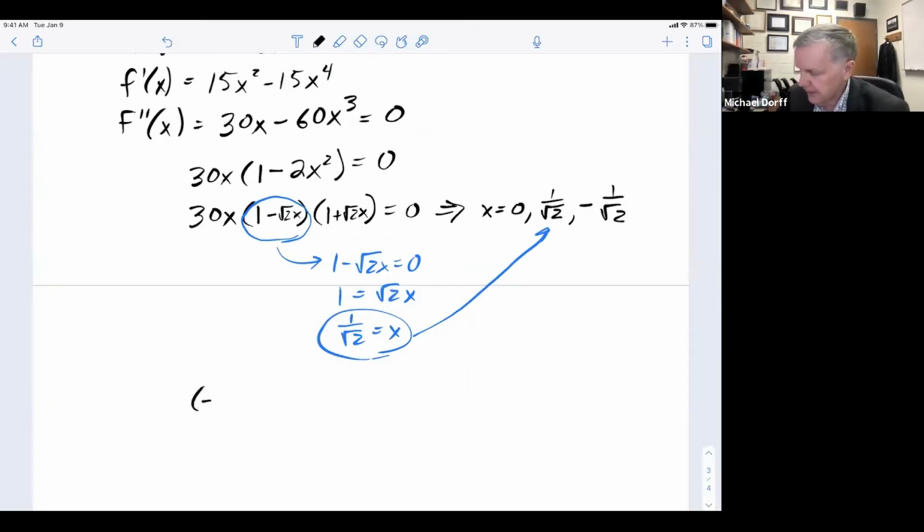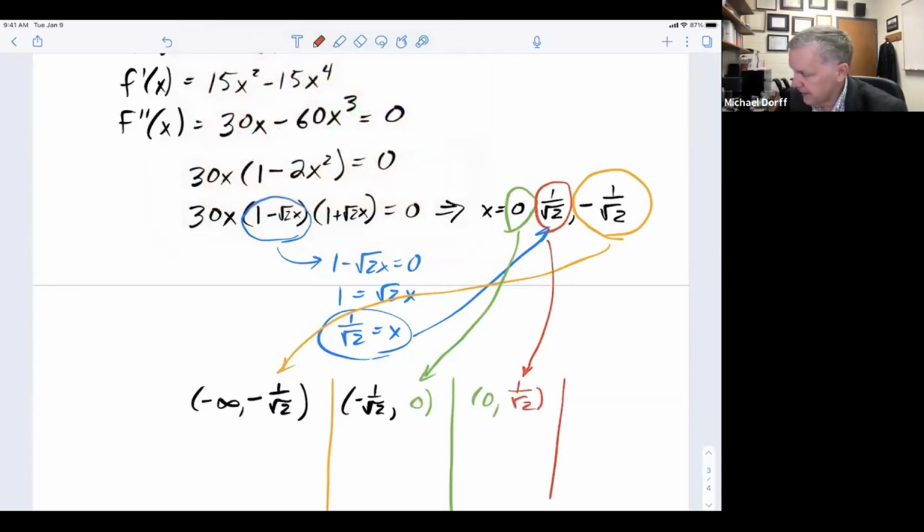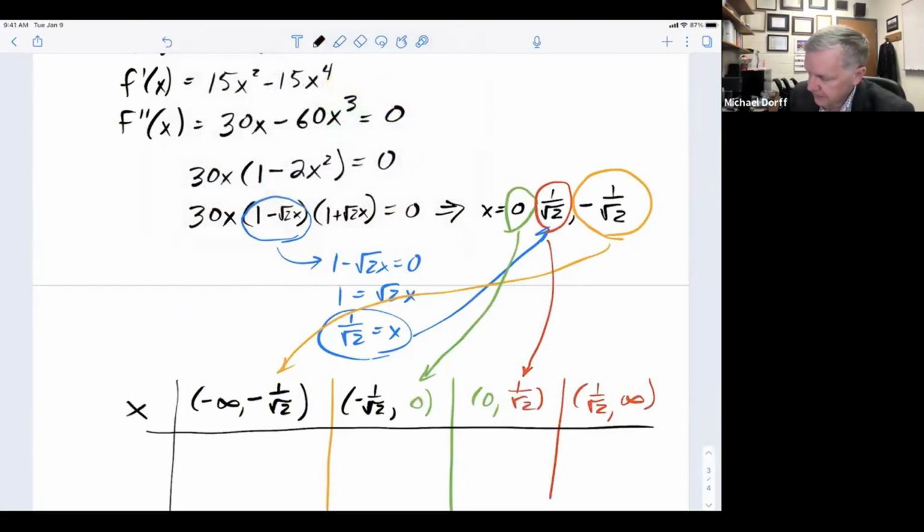So my intervals are going to be -infinity to the smallest number, which was -1 over square root of 2. Then the next interval is -1 over square root of 2 to the next smallest number, which is 0. Then I go from 0 to my next smallest number, 1 over square root of 2. And then I have no more numbers, so I'll go off to infinity. And so this becomes my table, and these are my x values going across.